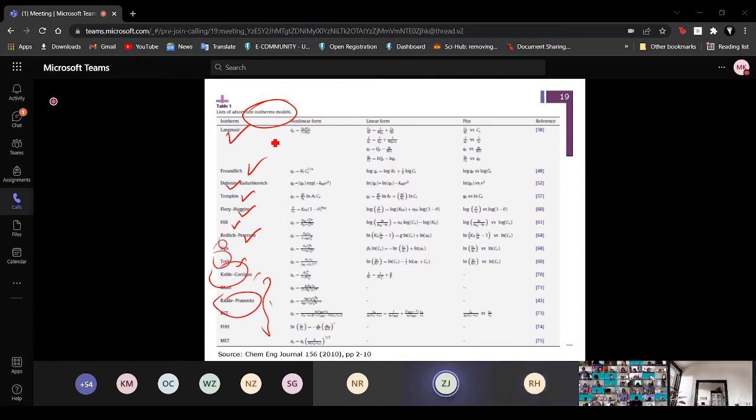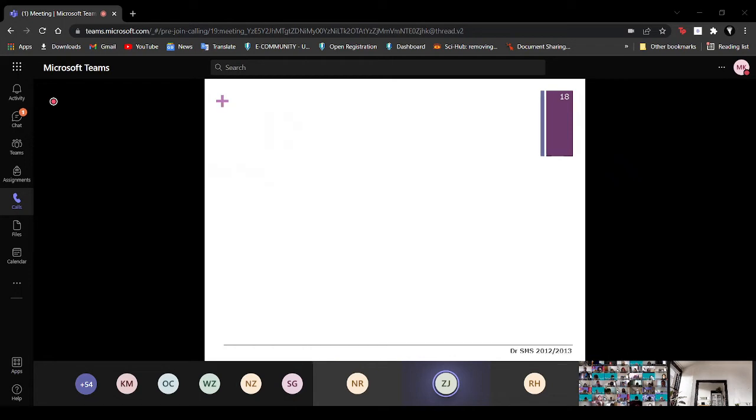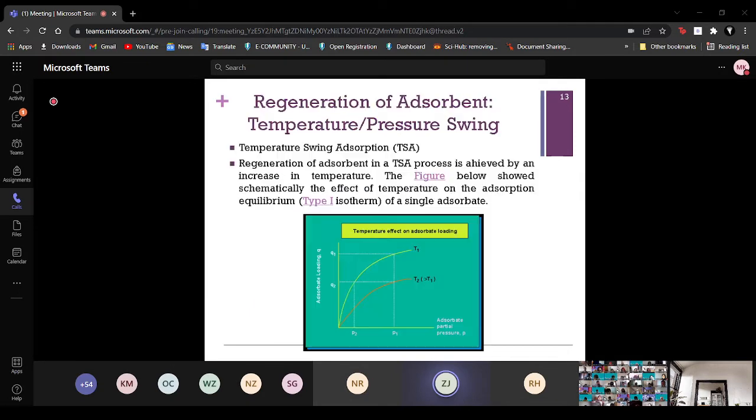Okay, ni ada isotherm type. So yang kita akan fokus ni 2 lah. And then linear, ada 3. Okay, so dalam isotherm ni, macam mana kita nak gunakan dia? How we want to use it?